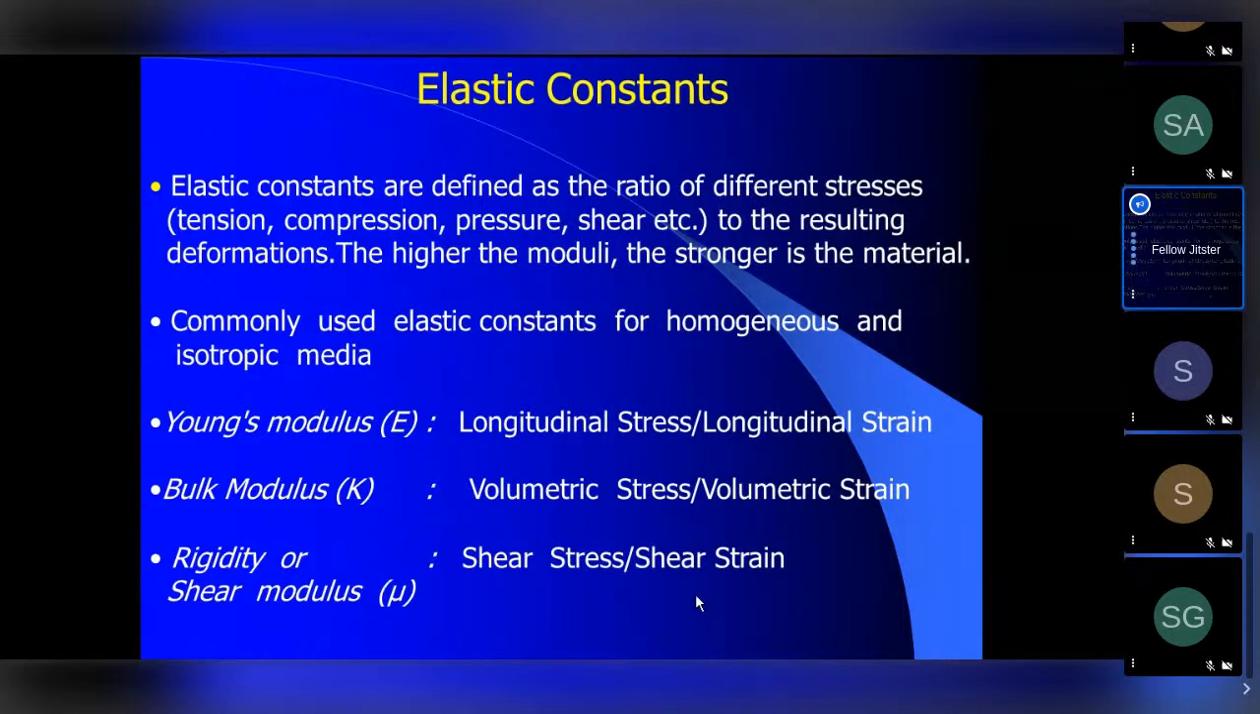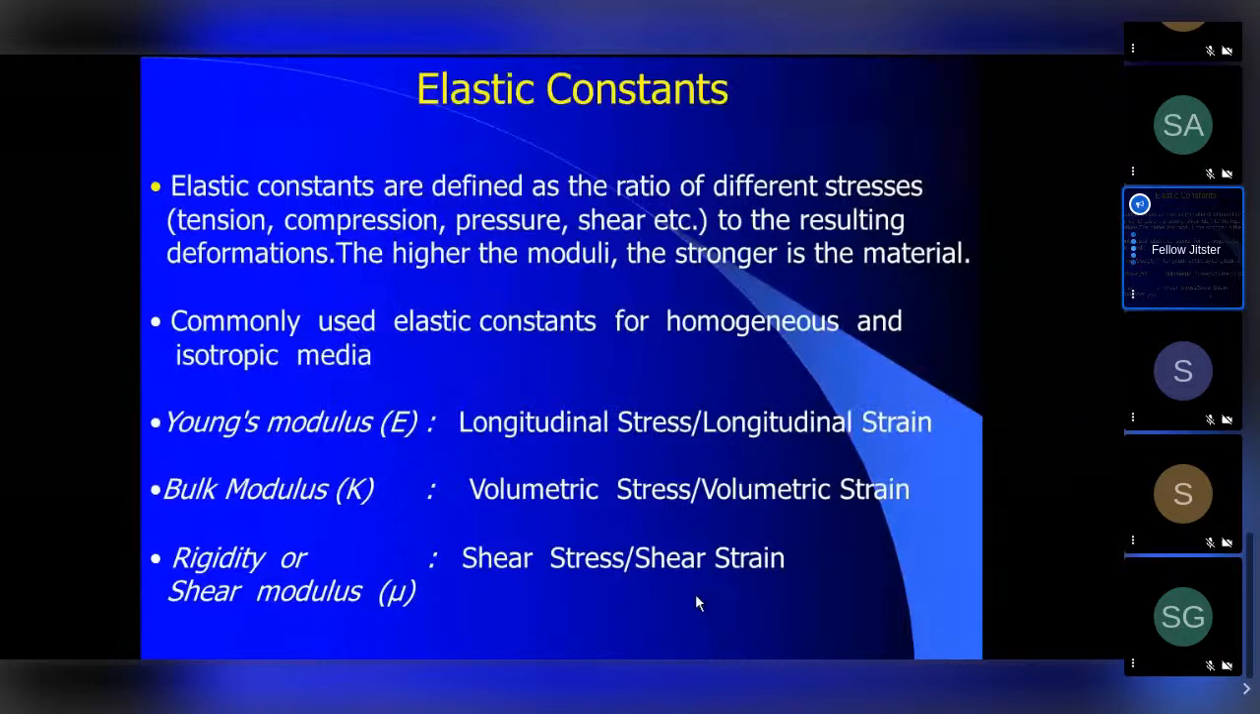On the top, elastic constants are defined as the ratio of different stresses. You can have a tension, or you can have a compression. You can pull something like an elastic band, that's tension. If you release it, it gets compressed. You can also apply a pressure. Pressure means whenever you apply it, it's uniform on all sides.